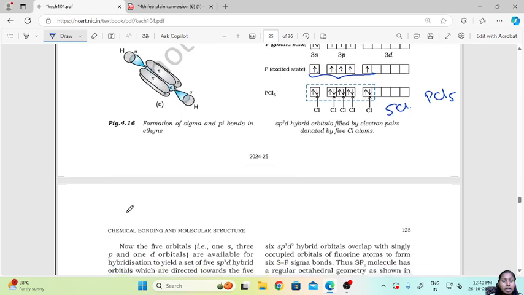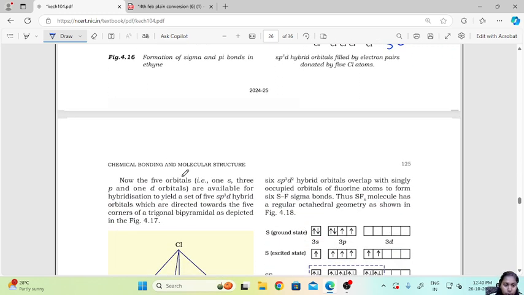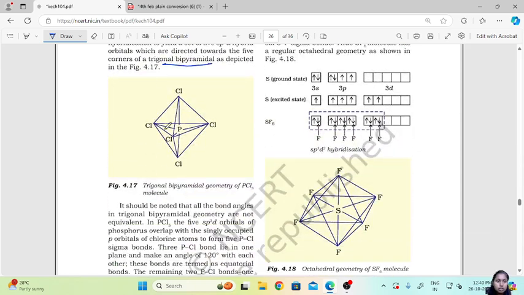Now we have 5 hybridized orbitals: 1 s, 3 p and 1 d orbital. Total 5 orbitals are available for hybridization to yield a set of 5 sp3d hybrid orbitals, which are directed towards the 5 corners of the trigonal bipyramid. So this geometry is trigonal bipyramidal. This is the geometry of PCl5.